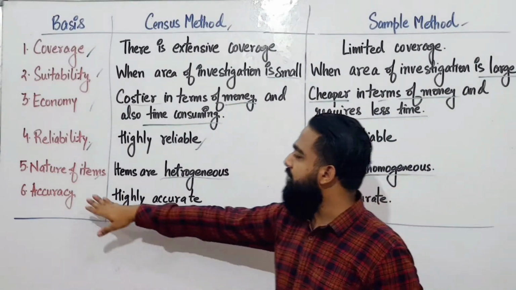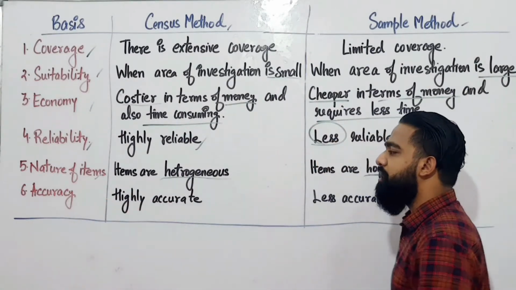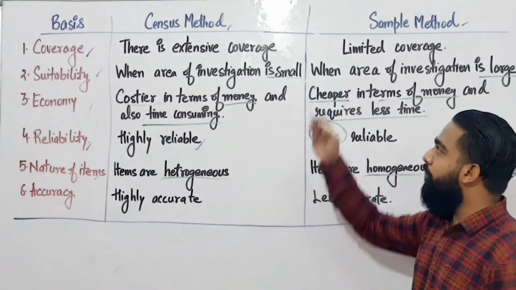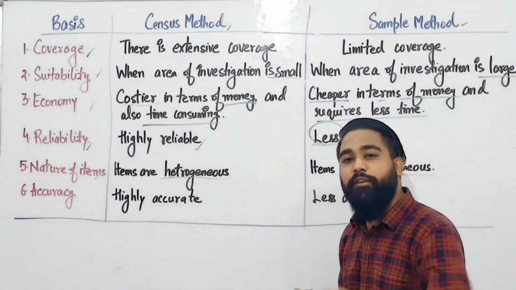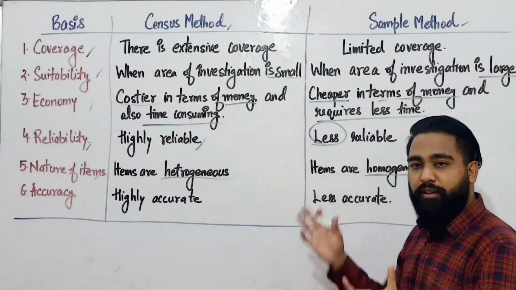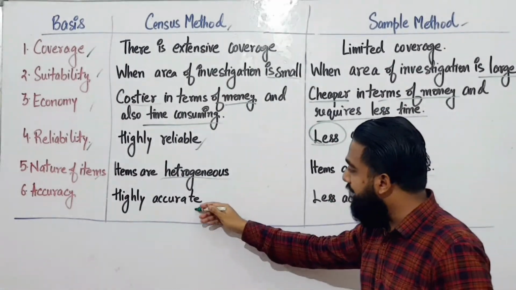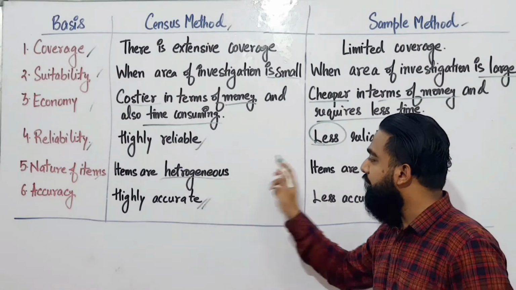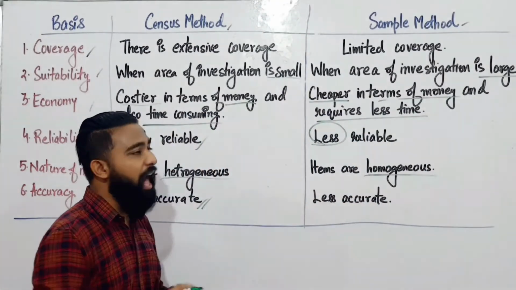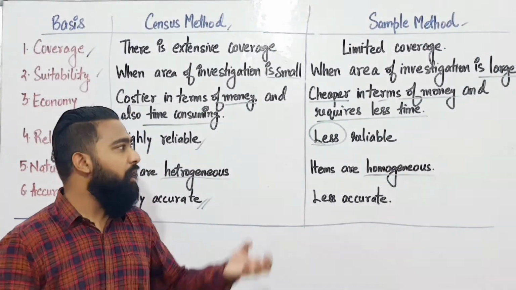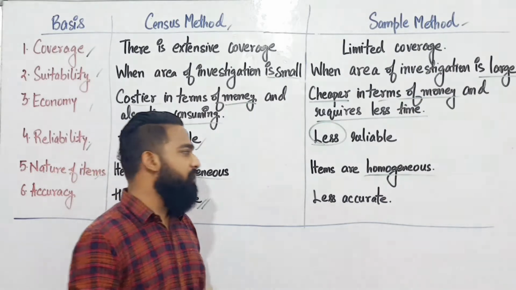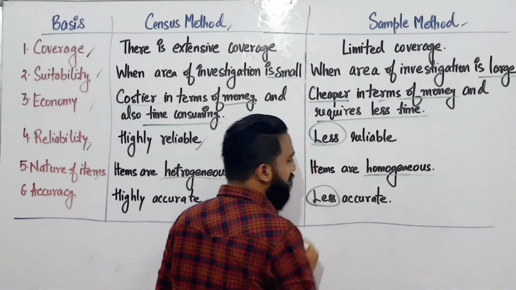Now students, the last basis of comparison is accuracy. How accurate are these methods? Because in the census method we do the survey from each and every item of the population, our investigation is highly accurate because we have done it with each and every element. But in the sample method, you haven't used each and every element. Instead, you have selected only a few representative items. Therefore, it is less accurate.